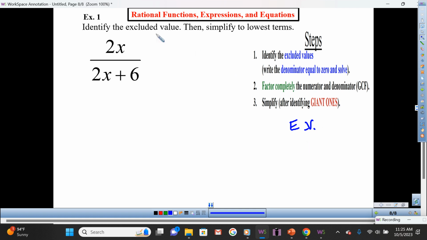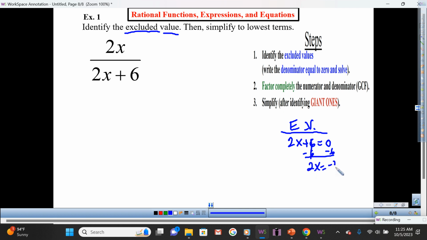What does EV stand for? Excluded value. So, what do I do for the excluded value, Mr. Q? Well, I need to set the denominator equal to 0. And then solve. So here we go. Minus 6, minus 6, you're just paying attention. Divide by 2, x equals negative 3. So what is my excluded value? Negative 3.